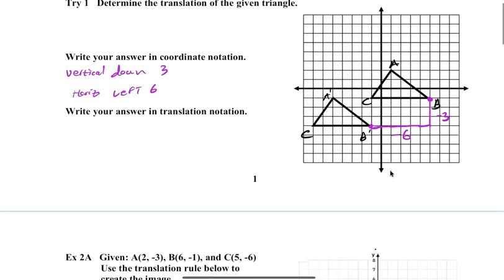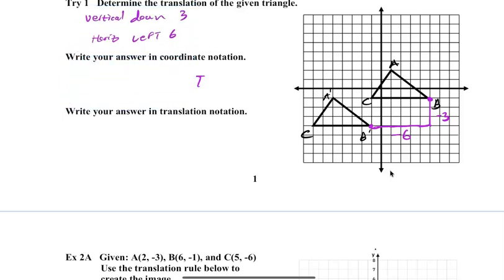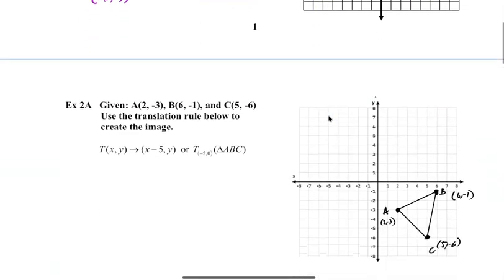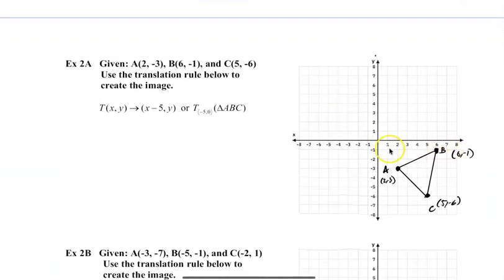If I was doing coordinate notation, sorry, I should have written T, this should go up there, and then this should have been T of x, y. On x we're going to go negative 6, and on y we're going to go negative 3. Or in the other notation, negative 6, negative 3 for triangle ABC. That's how translation works. I think it's the easiest of the 3 transformations, the 3 rigid motions. Okay, let's do an example here. They have this point right there.